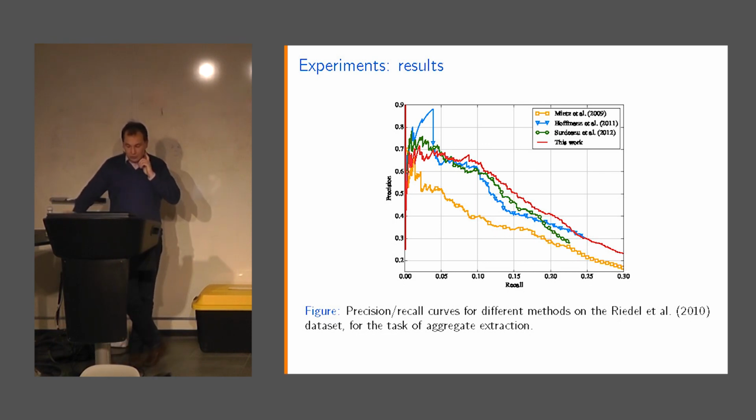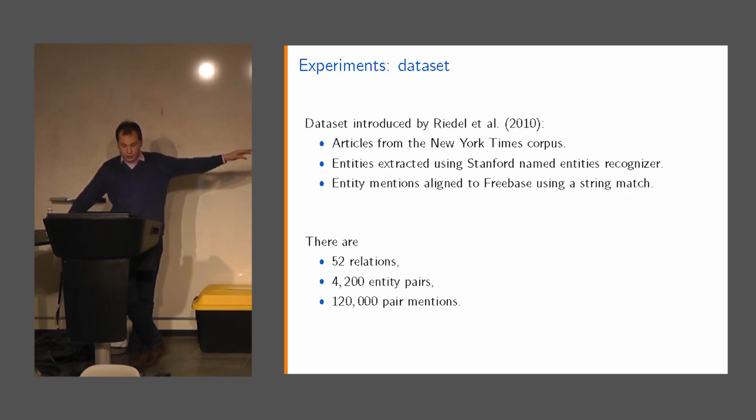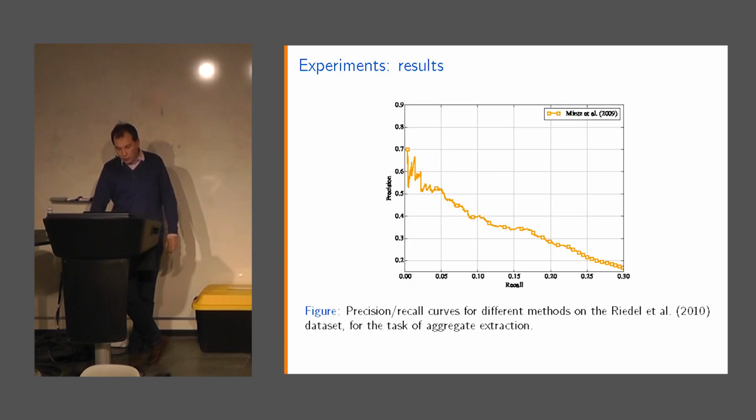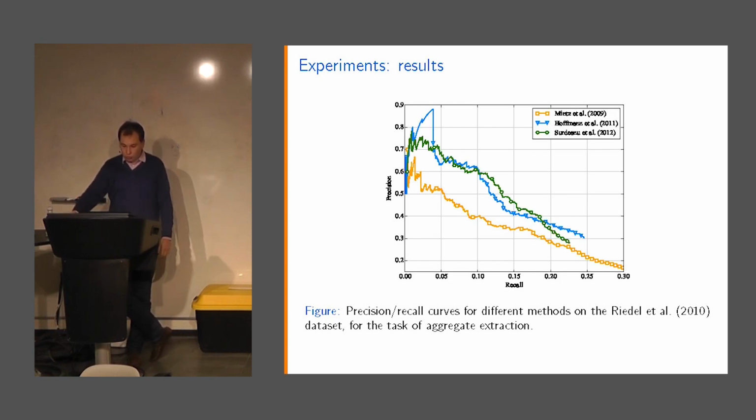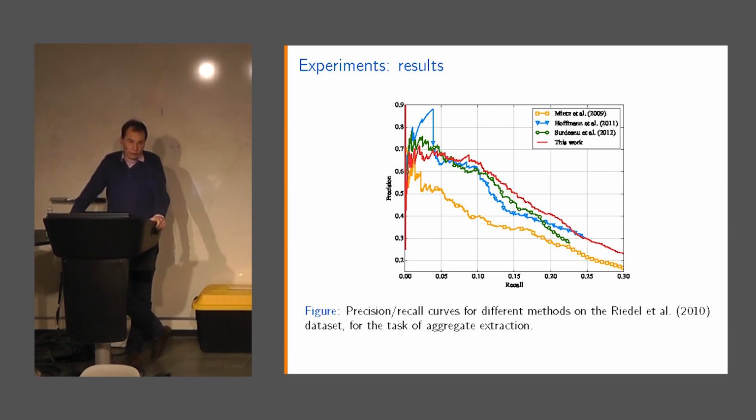On this data set, for 50 relations and 100,000 examples, I think the very naive method takes on the order of a minute or a couple of minutes. The fast latent variable model is maybe 10 minutes. The two other ones are on the order of hours.